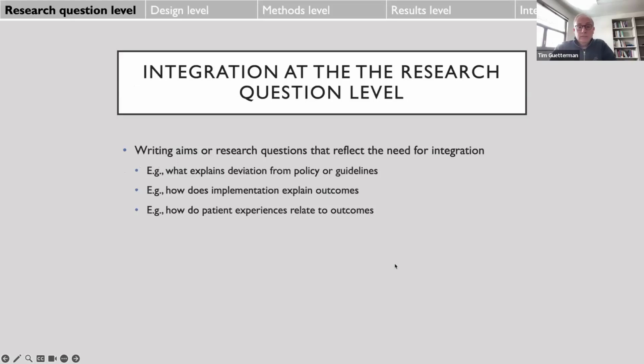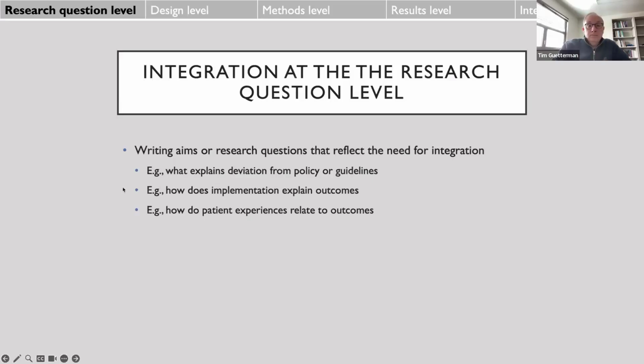So starting with integration at the research question level, for one, I think this is writing an aim or objective or purpose statement or research question that really reflects the need for integration. So the idea is to think about not only why do I need to do mixed methods research, which we'll talk about in a moment, but what do you hope to learn from mixing, from that integration?